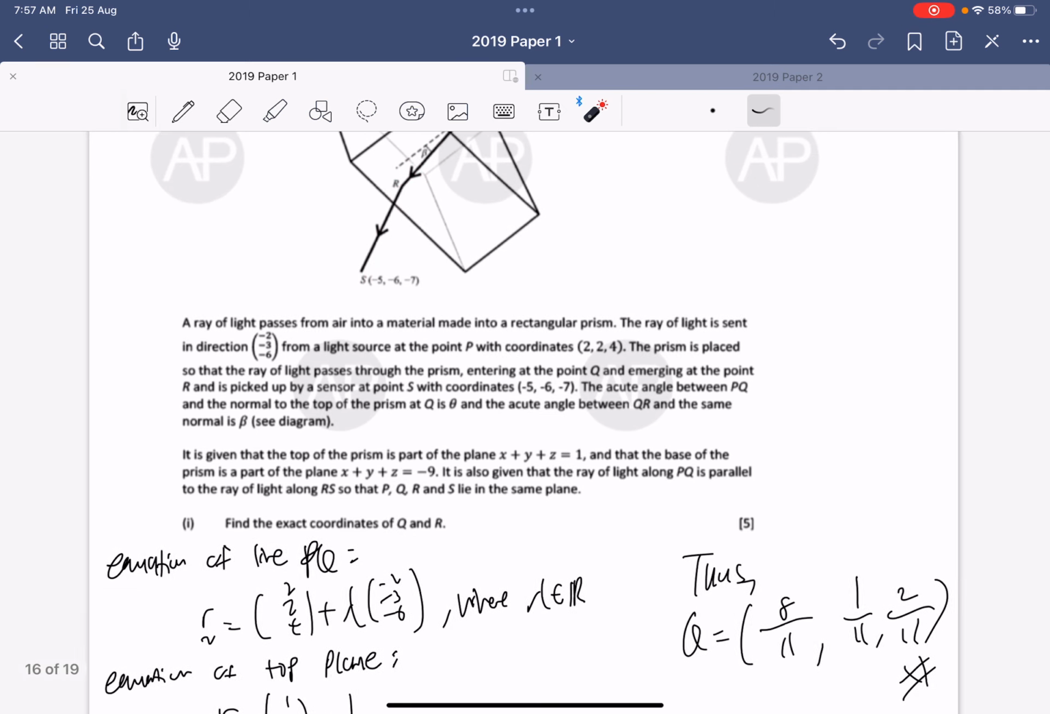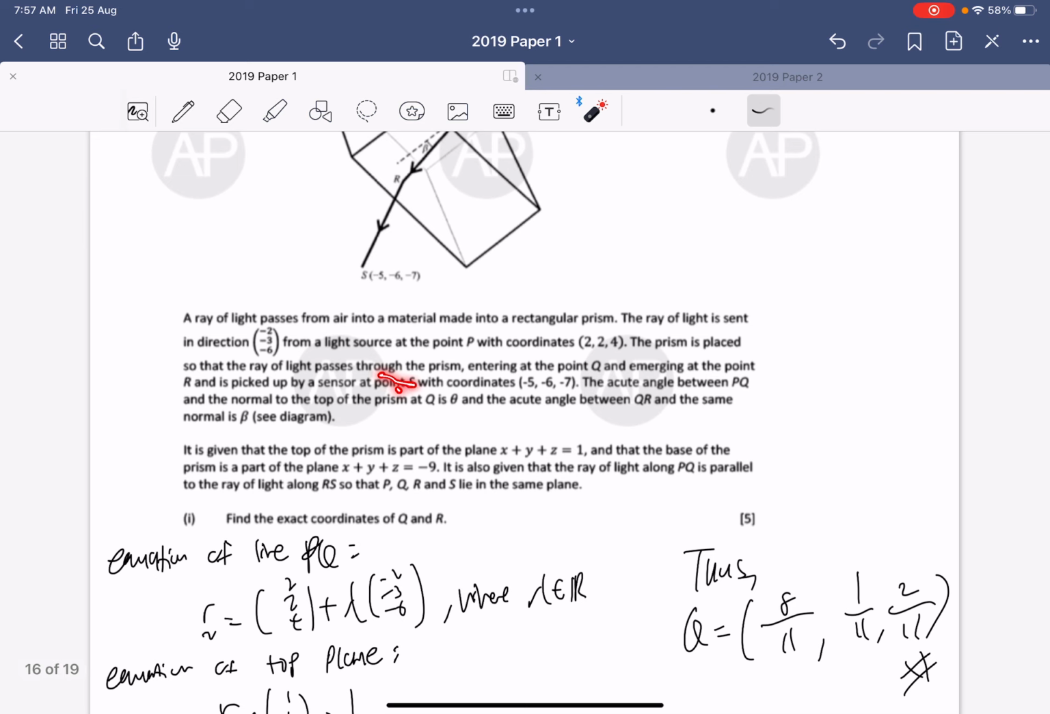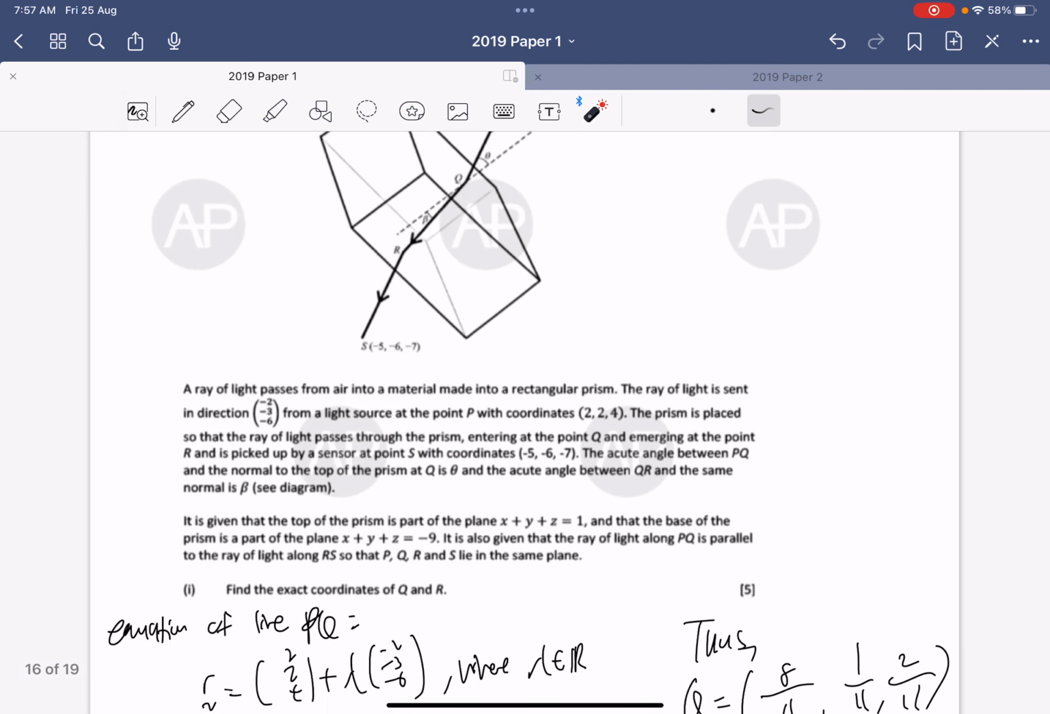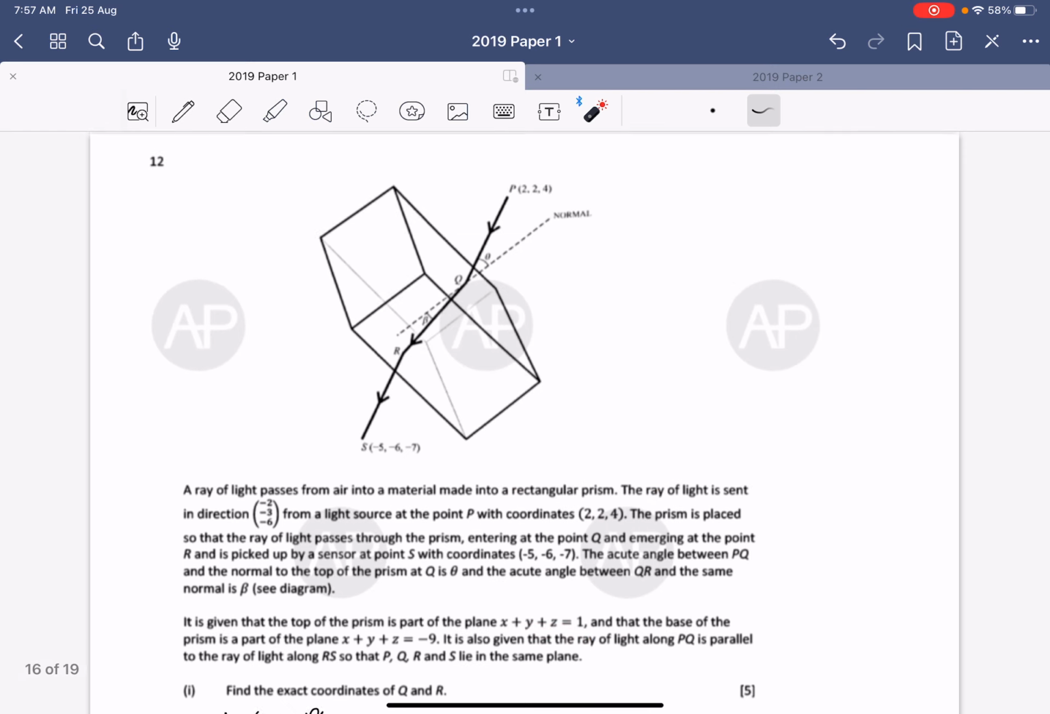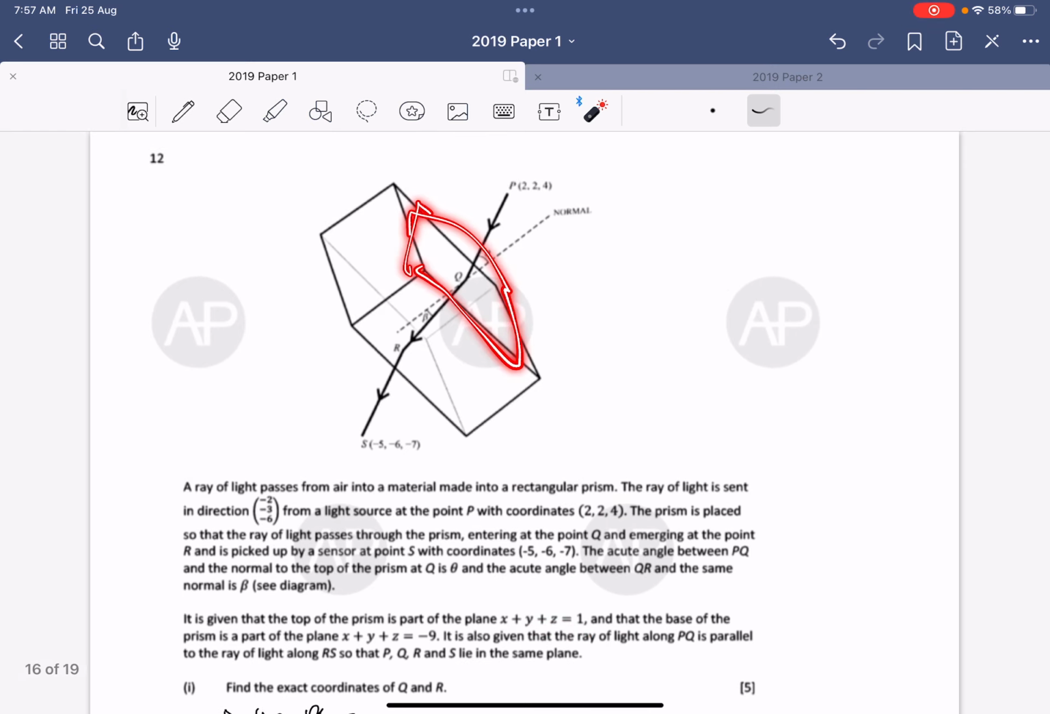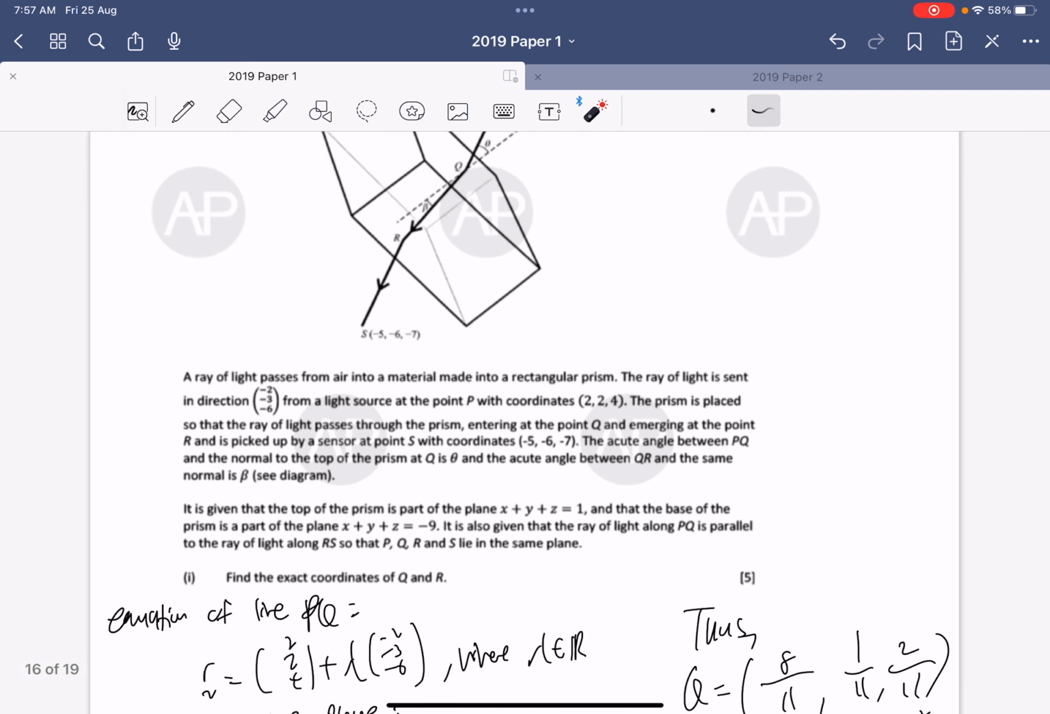The prism is placed such that the ray of light passes through the prism, entering at point Q, and emerging from point R, and then hits the center at -5, -6, -7. The acute angle is the normal, and beta is the other one. Given that the top of the prism is the plane x plus y plus z equals half, and the bottom is x plus y plus z is -9.